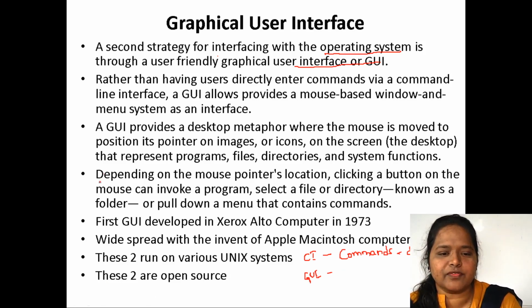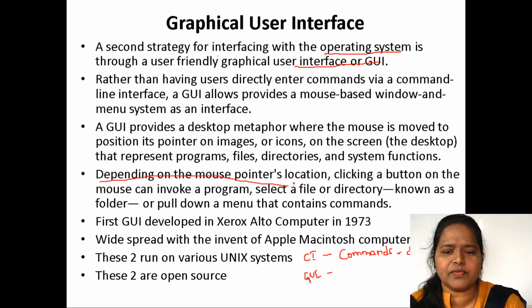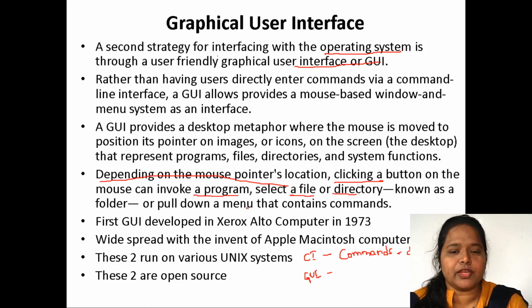Here you can see, depending on the mouse pointer, we are clicking a button on the mouse so that a program is invoked, or a file is selected, or a directory is selected. Or if you want a pull down menu, we just click once so that the pull down menu comes. So this is the graphical user interface.